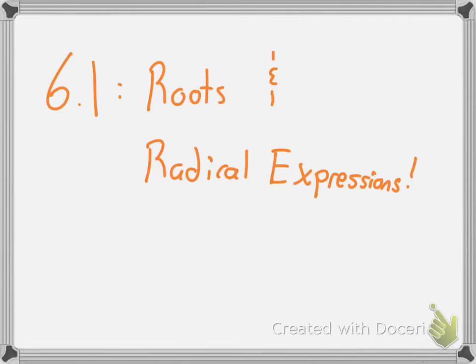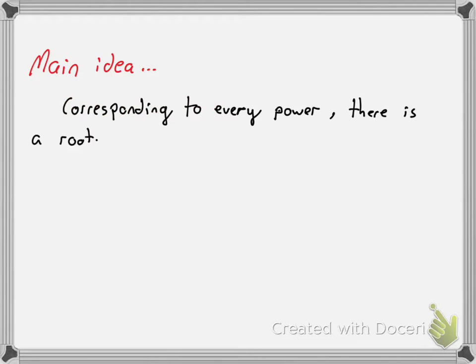In section 6.1, we're going to talk about roots and radical expressions. So the main idea here is that corresponding to every power, there is a root. So if I do 5 squared, I get 25. The opposite, taking the square root of 25, I could get plus or minus 5.